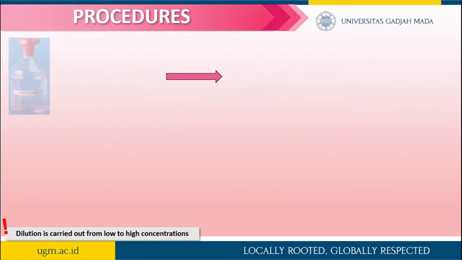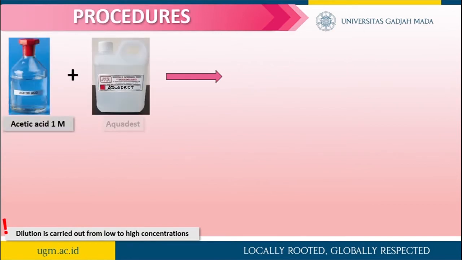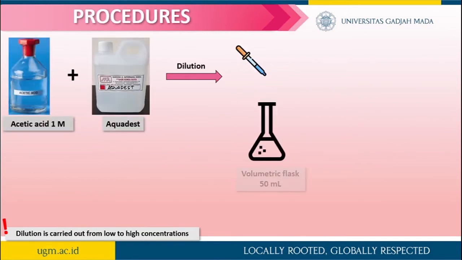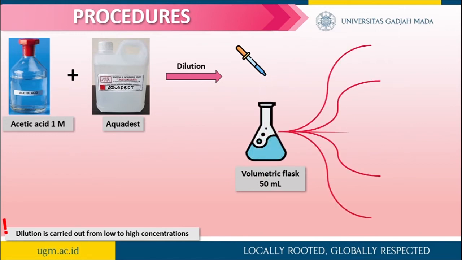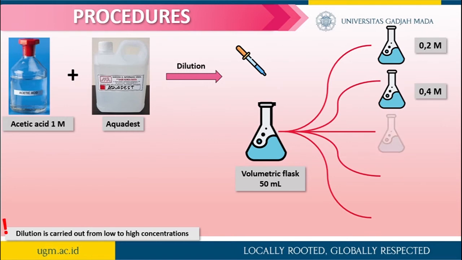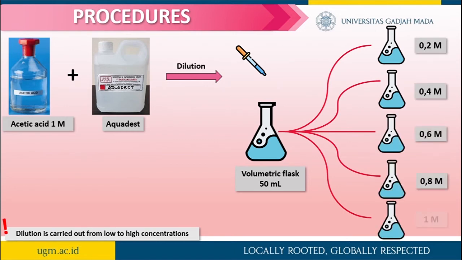Then comes the work section. This is the first step of the experiment. In this part, the dilution process was conducted for several concentrations, wherein you take 1 molar acetic acid and aqueous solution into the 50 ml volumetric flask. Then shake it until it becomes homogeneous.